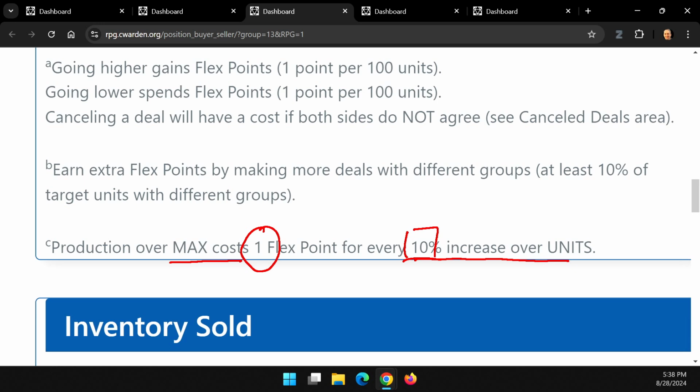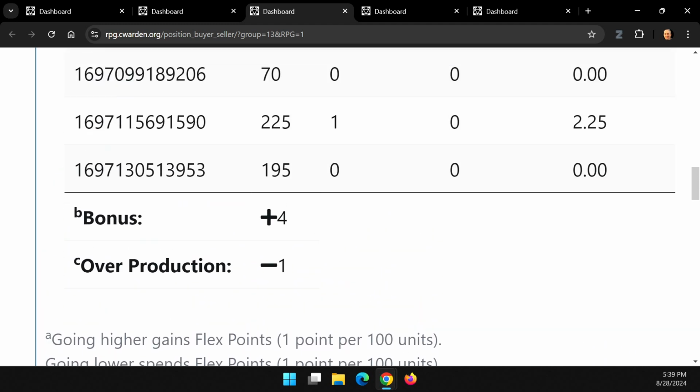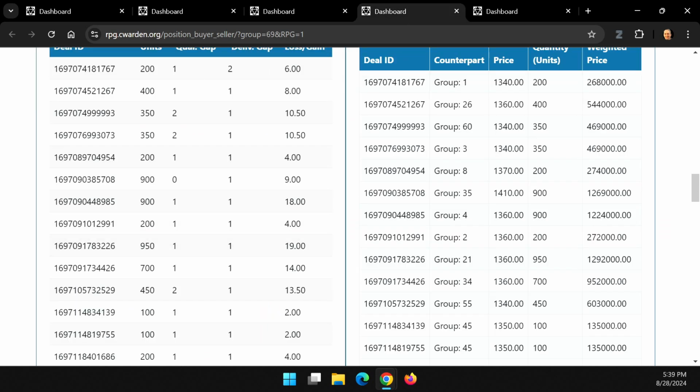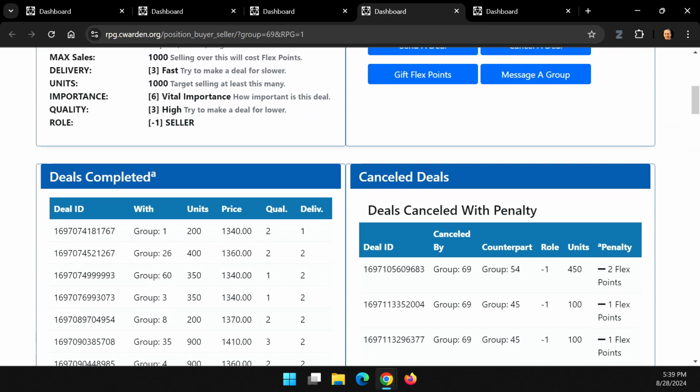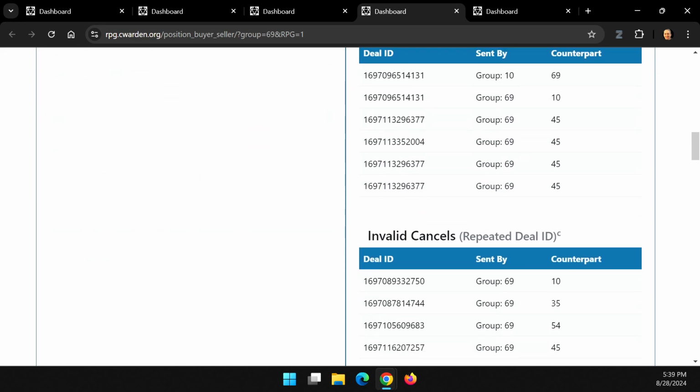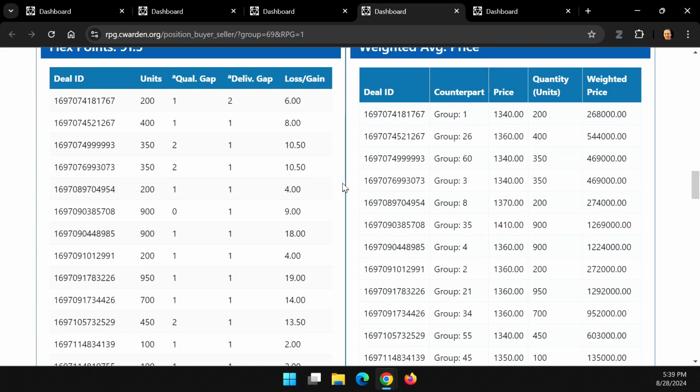So it's not cheap. It's a little bit expensive because you're going to use up a flex point. So how do you decide to do this? Or why would you do it? Why would you do this when you're going to have 10% over? Why would somebody do that? Well, let's look at an example here. I think I have a good example. Here we go. This is a group, and this group is a seller. And you can see they made a lot of deals. Why did they make a lot of deals? Because they must have found other groups that would buy their products for a lower price, for a slower delivery, for a lower quality, so they could make more and more flex points.